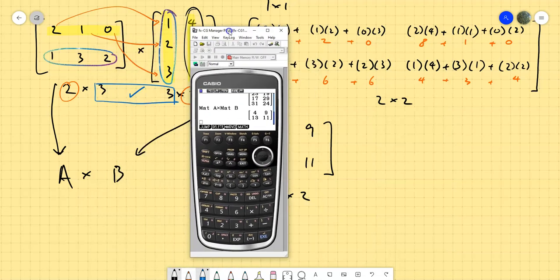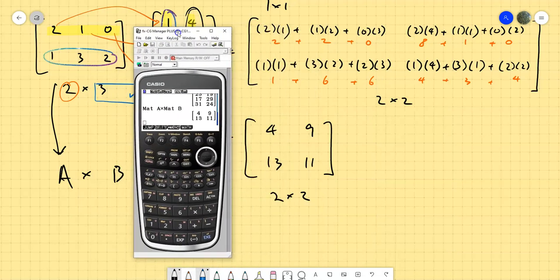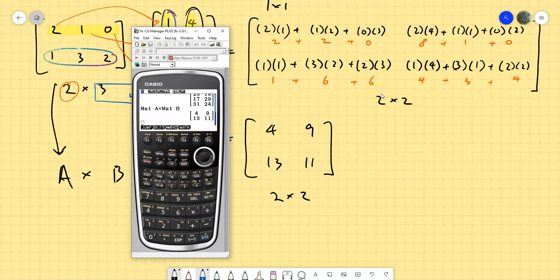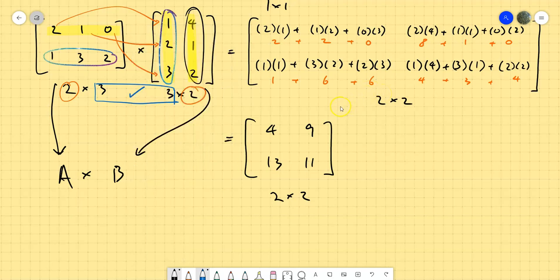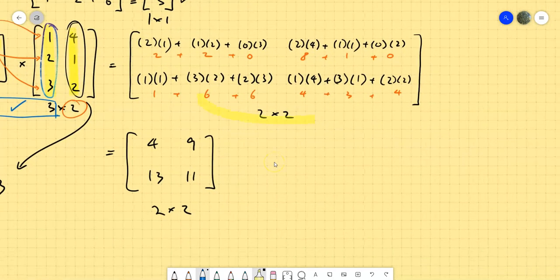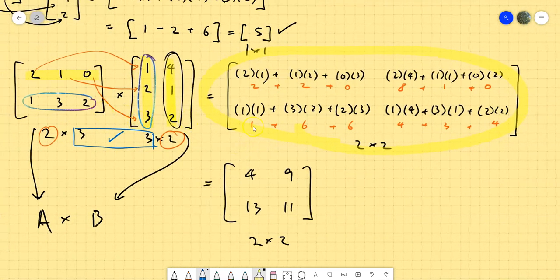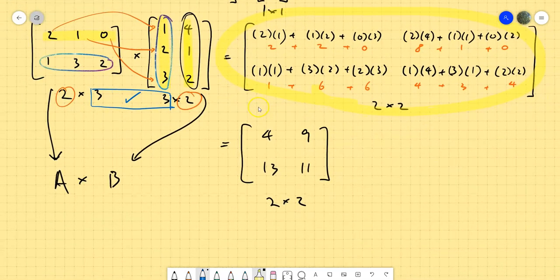So use the calculator to check your answers. It's a lot easier, less tedious. You're less likely to make mistakes, right? Because if you do all this stuff by hand, chances are you might make a mistake, especially with negative numbers inside as well. So use the calculator to check your answers.